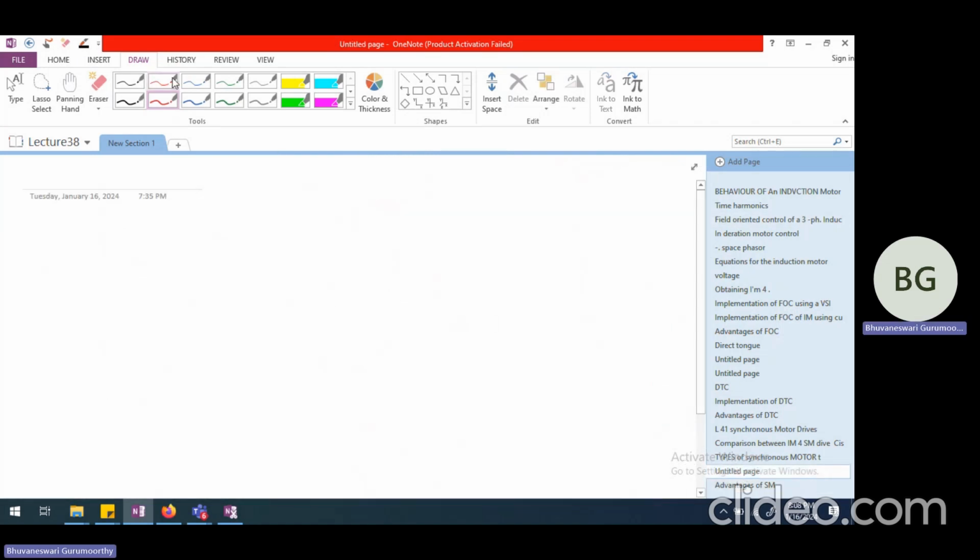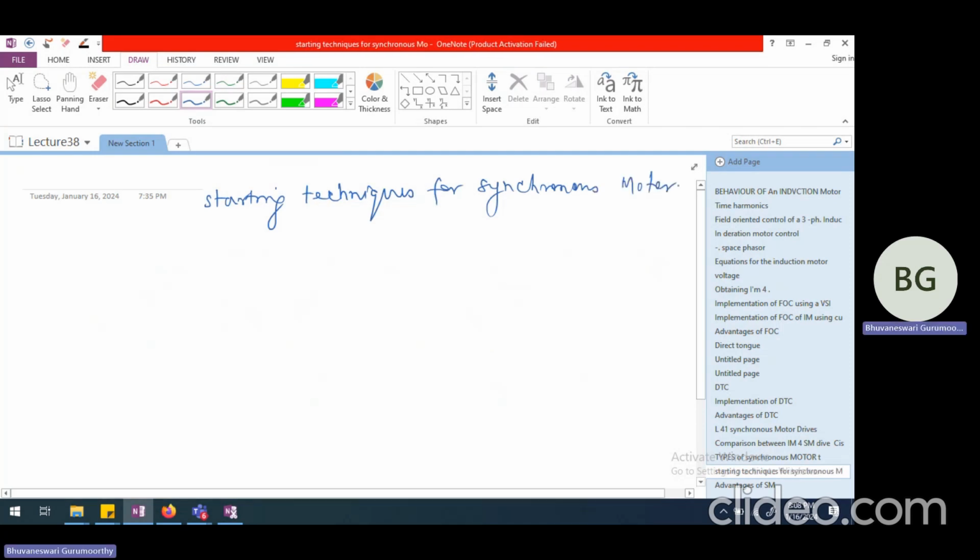So in the next class, first of all, we will look at starting techniques for the synchronous motor. We are going to look at different starting techniques. Then after that, we are going to look at what is meant by hunting. Because when we talk about starting techniques, we will also be talking about something called damper winding. So what are hunting oscillations? We will talk about that.